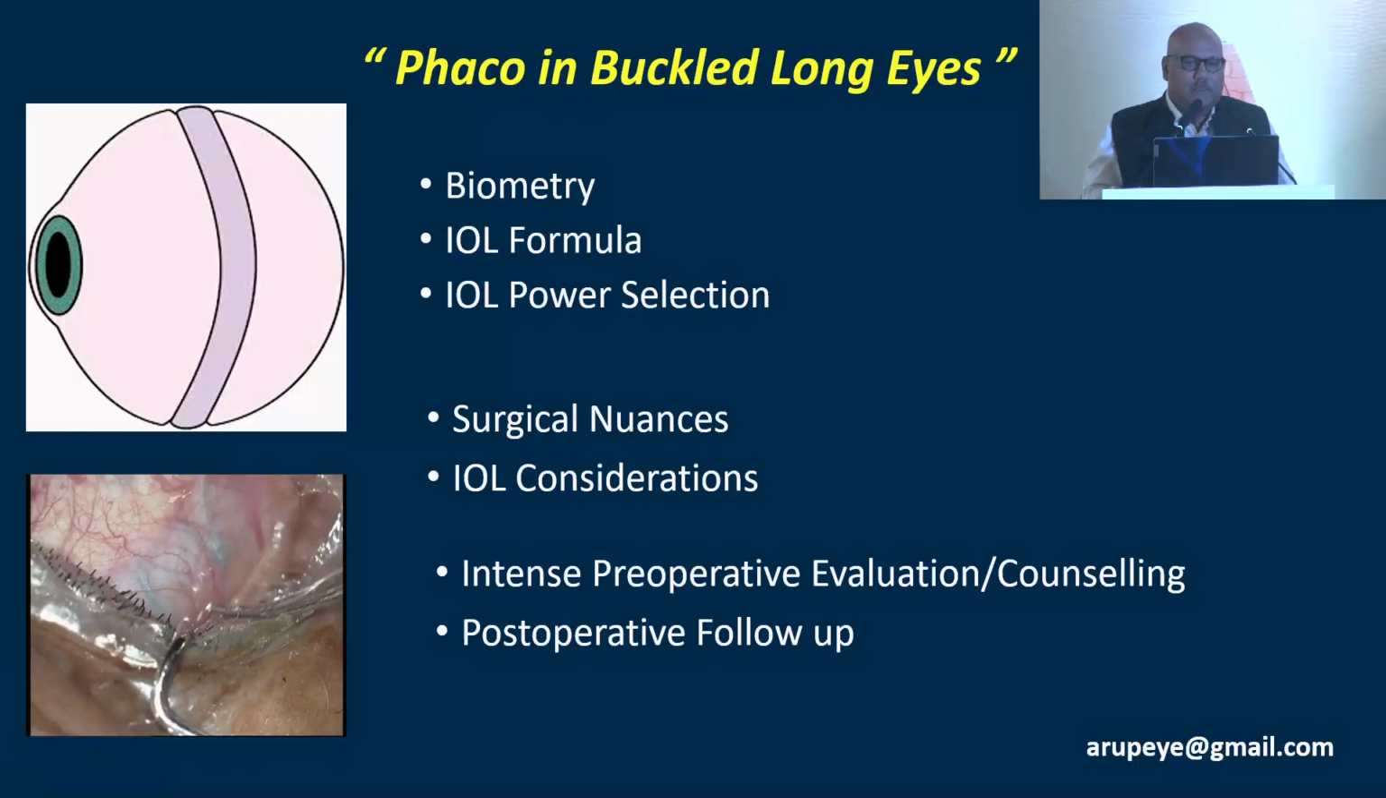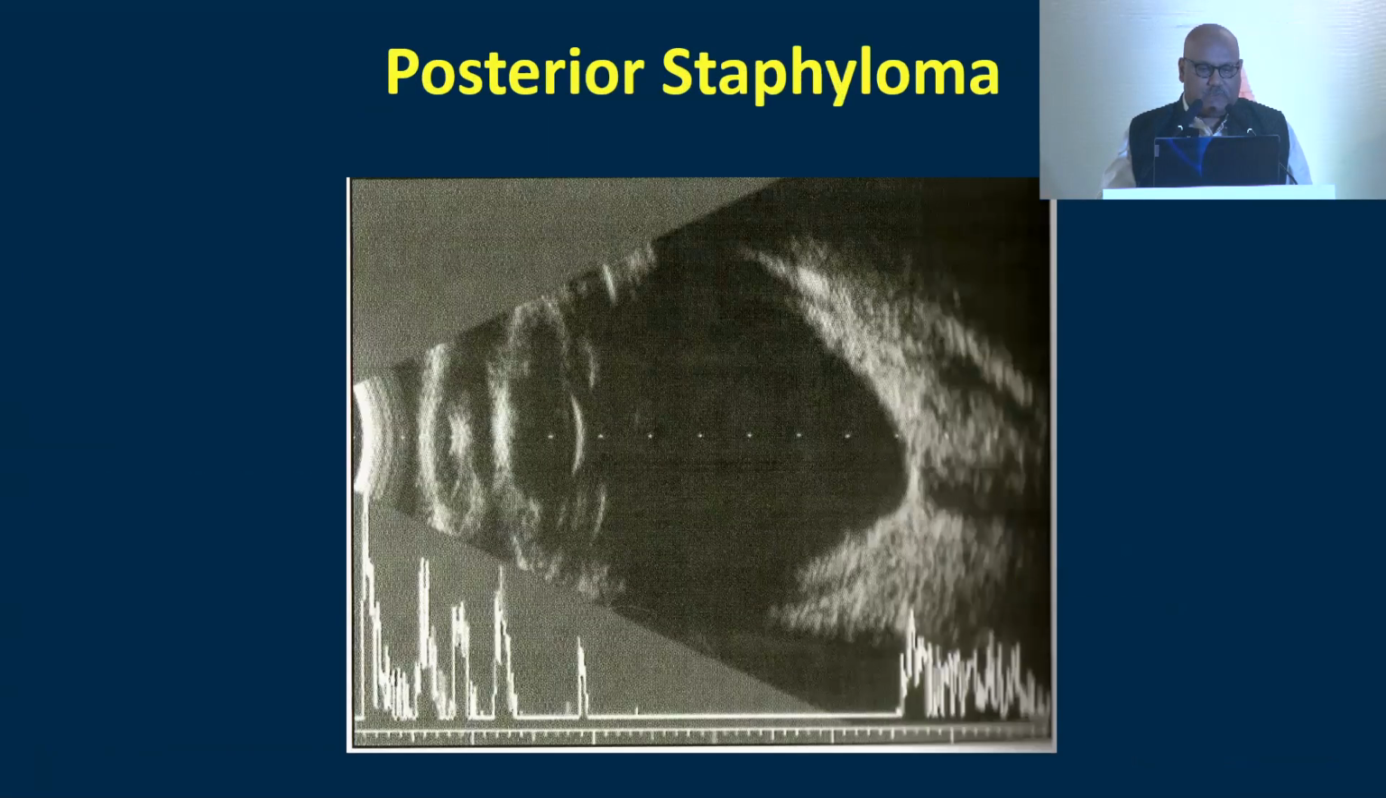So basically, in phaco in myopic eyes, there are a few additional issues that crop up. What is the best way to do the biometry? What IOL formula does one select? And what is the IOL power? Do we have to address the intraocular lens power? In addition to the surgical nuances and IOL considerations for these patients. So the most important problem with these high myopia patients is the presence of posterior staphyloma.